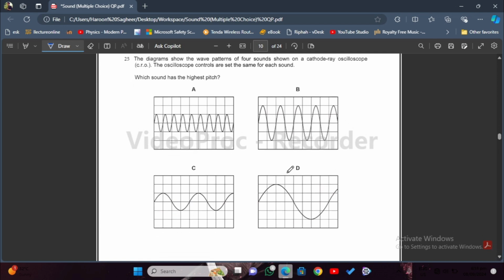Here we have four graphs from a CRO, and all graphs have the same scale. Now they are asking which sound has the highest pitch. So pitch, like I told you, is basically another fancy name for frequency, and frequency is the number of vibrations per second. Here we can see that in option A there are so many waves. D doesn't have a higher frequency. B has a higher amplitude but lower frequency. So of course it's going to be A. So A is the correct one.